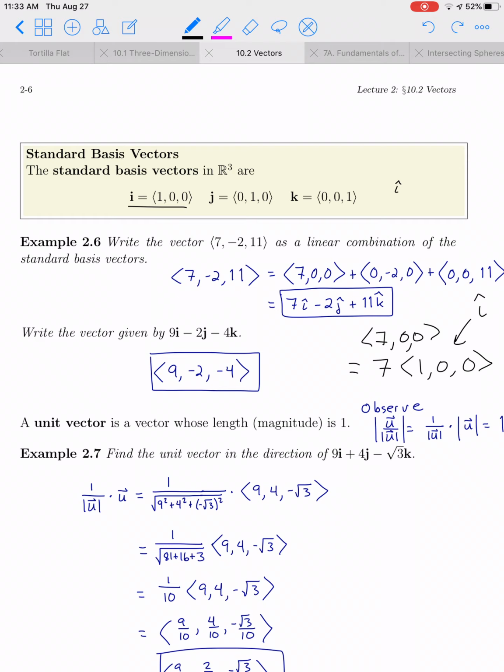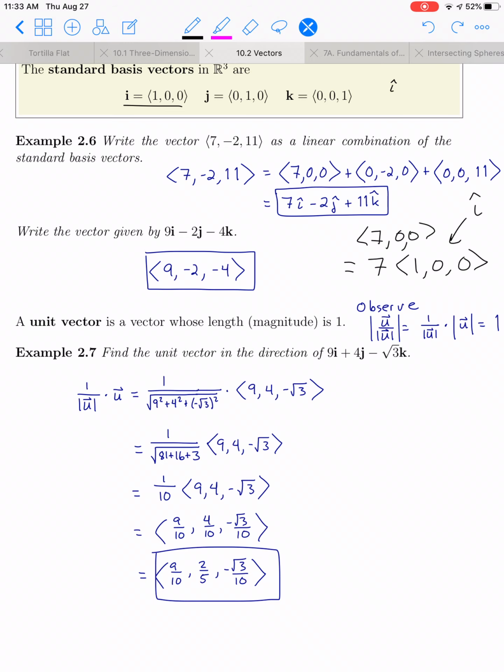Okay, so vice versa, write the vector given by 9i minus 2j minus 4k in vector notation. Well, there it is, 9, negative 2, negative 4. It's really that straightforward for these standard basis vectors.